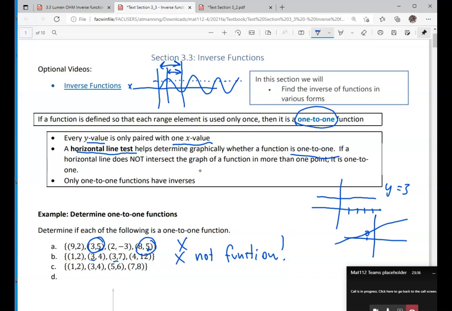How about this one? First of all, I see all different x's. Now I just check, are they all different y's? Yep, that looks like a function. That is a function. Does that make sense to you? We're talking about this just so we can start thinking about fancier things called an inverse function.